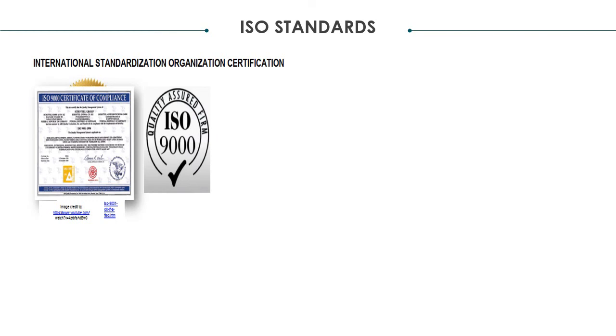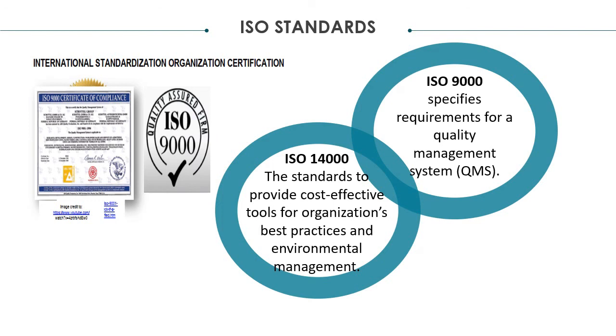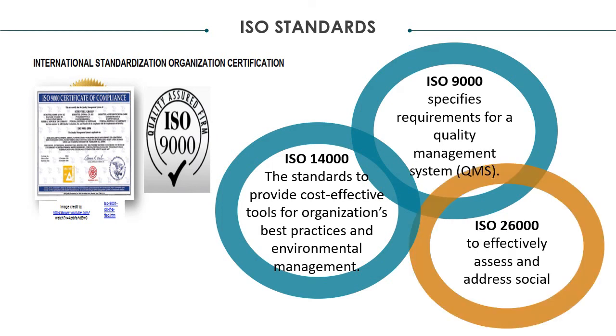ISO standards, or the International Standardization Organization certification. ISO 9000 specifies requirements for quality management systems, or QMS. ISO 14000, on the other hand, provides cost-effective tools for organizations' best practices and environmental management. And ISO 26000 to effectively assess and address social responsibility.